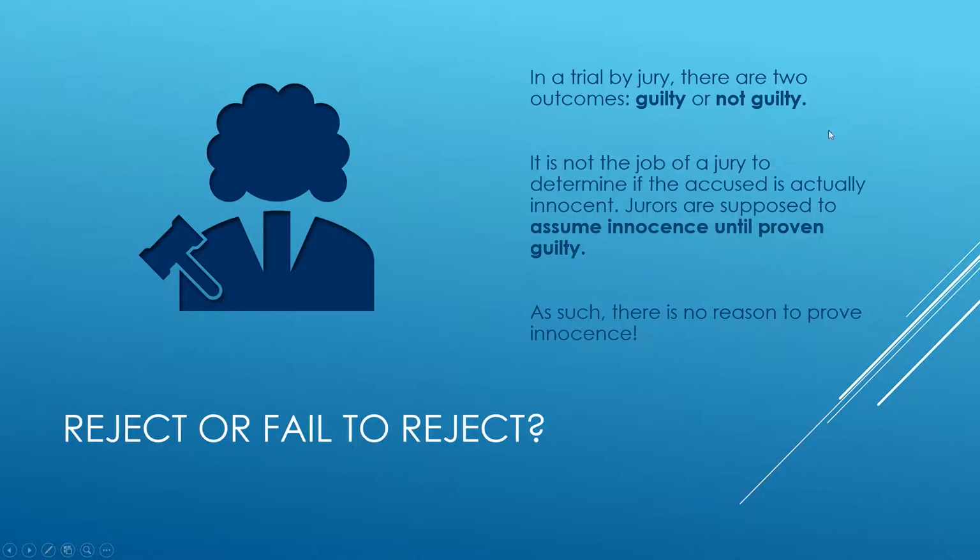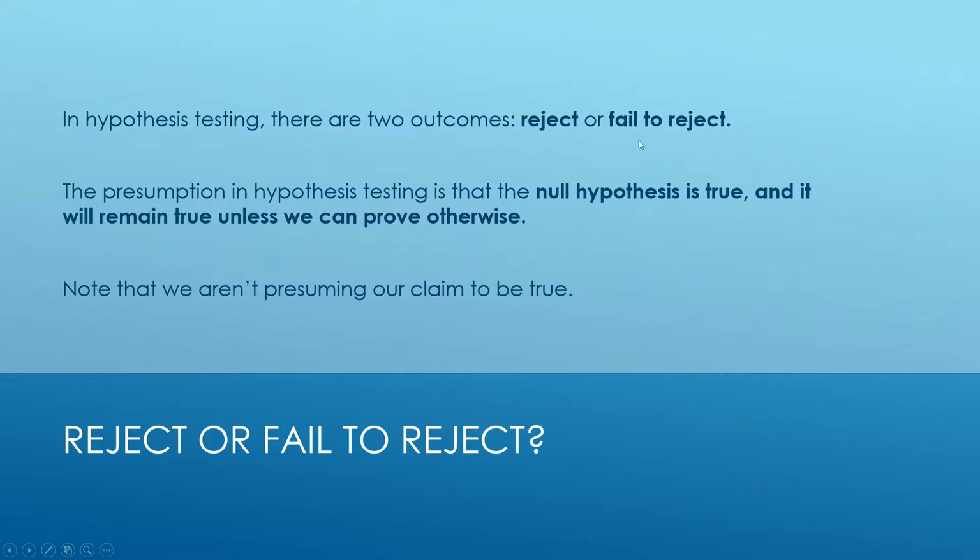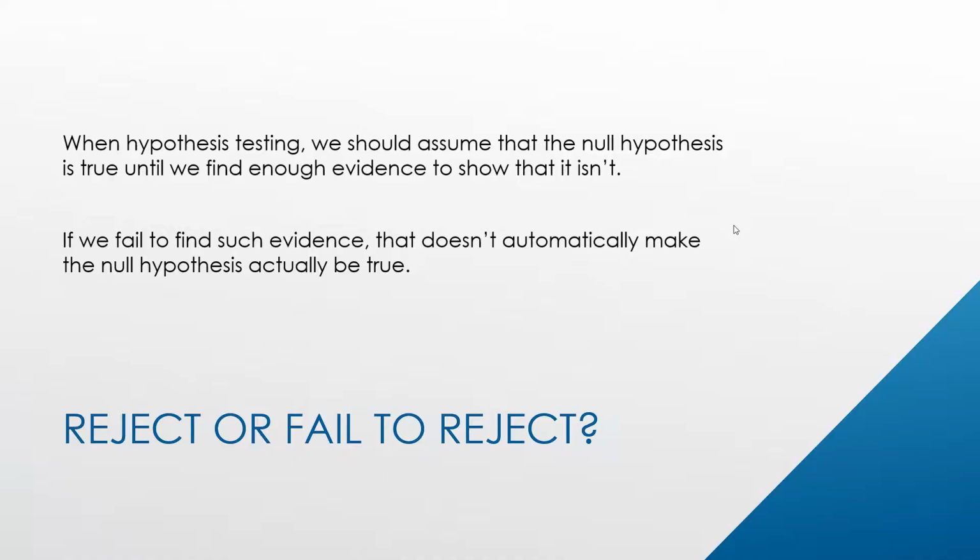In the same way that someone who is not guilty is not necessarily innocent, so too when you fail to reject a null hypothesis, it doesn't mean it's actually true. Right? We're not assuming the claim to be true. We're just assuming the null hypothesis is true and seeing if that's wrong.